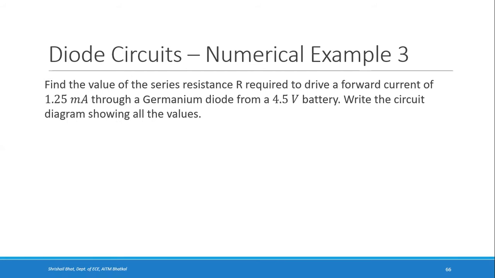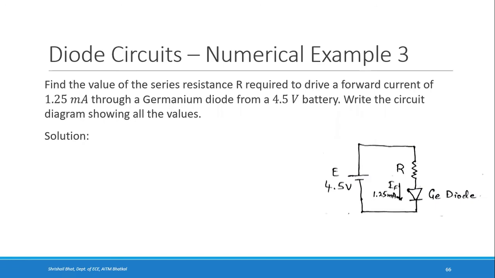From the given things, you can first draw the circuit diagram to be something like this, just like the previous case we have seen. There is a battery of 4.5 volts in series with the resistance R, and the diode is given as germanium diode. The current through the diode is given as 1.25 milliamps. You are asked to find the value of the resistance. So how to find this?